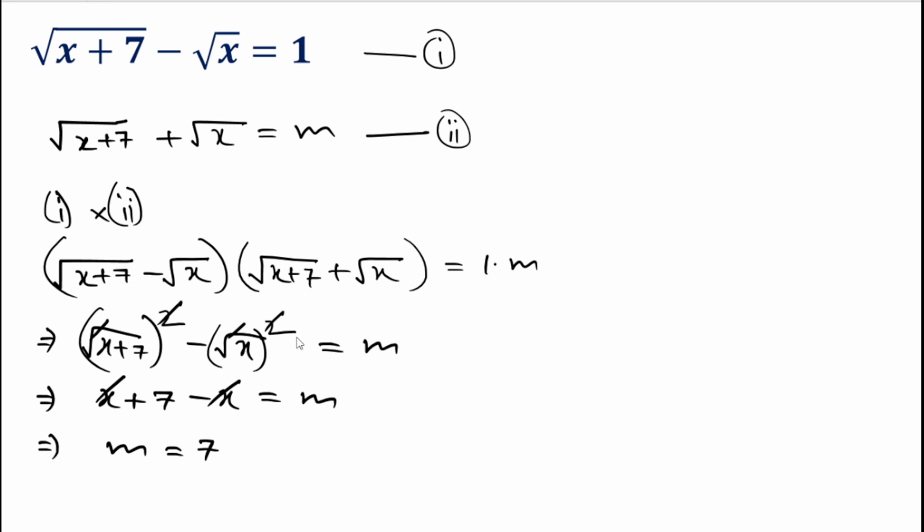Now put the value of m in this equation number 2, so we can get square root of x plus 7 plus square root of x equals 7, right? Now this is our equation number 3. Now we have to add the equation number 1 with equation number 3.